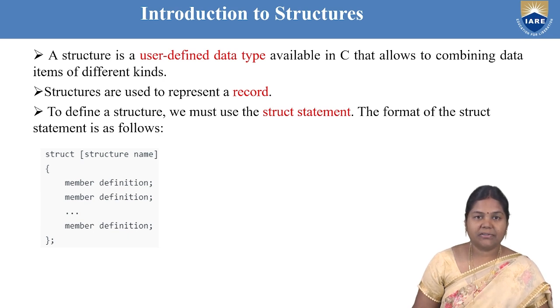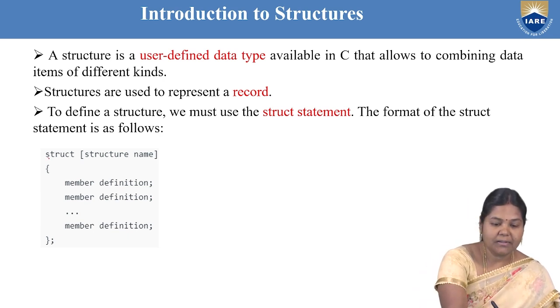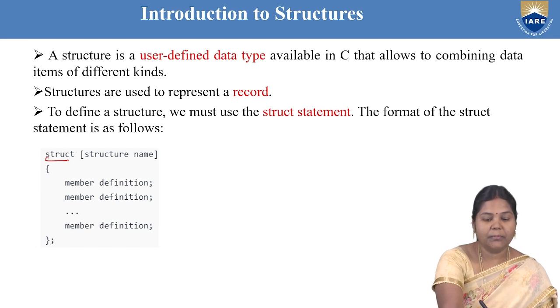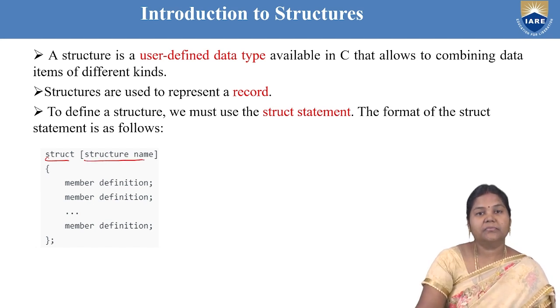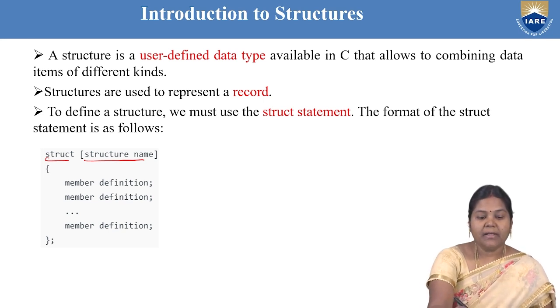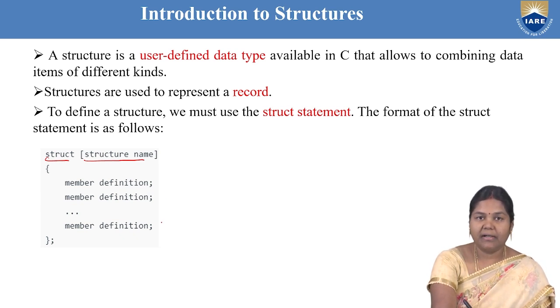So to write a structure, we have to use the keyword struct followed by a user-defined structure name, and the structure name also follows the rules of an identifier. Now you can define a number of members inside the structure, and all the members can be of different types. So the collection of members is always of heterogeneous type.